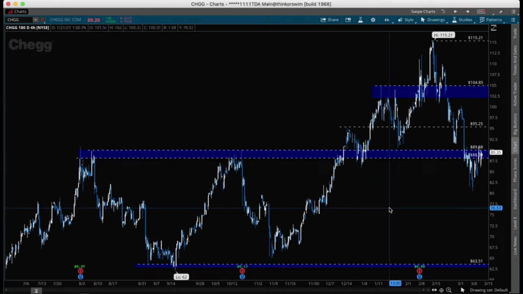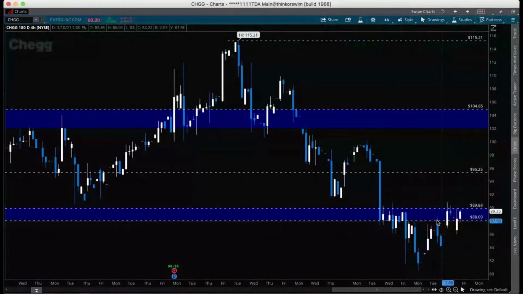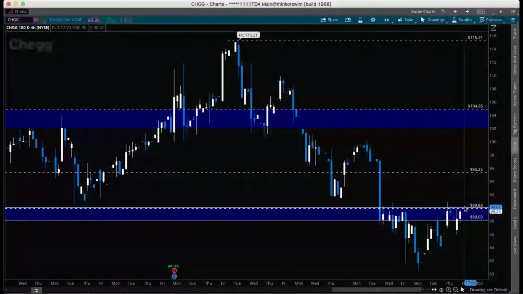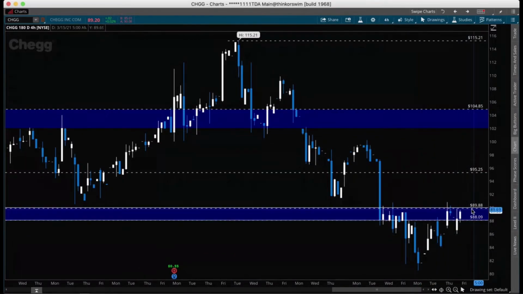So that middle line that you drew, that's the resistance? No, the blue area. This one? Yeah. So currently right now, this would be an area of resistance. You know, above this, basically 90 right now would be a pretty key level for me on Chegg right now. So if price is below my area right now, or if it's inside of it, that's still considered resistance to me. If price is above it, then this area would be support. Okay.